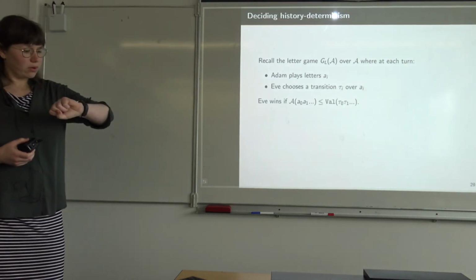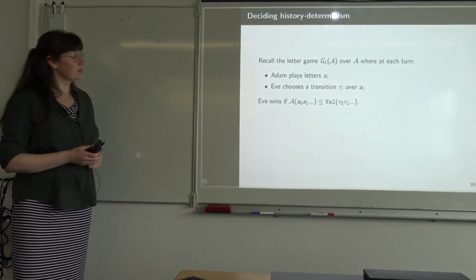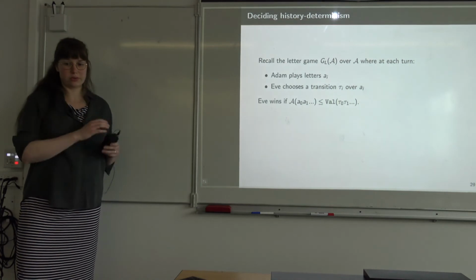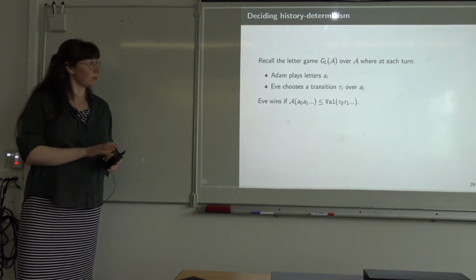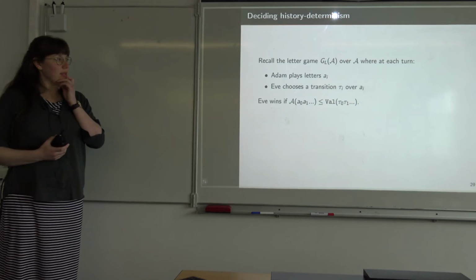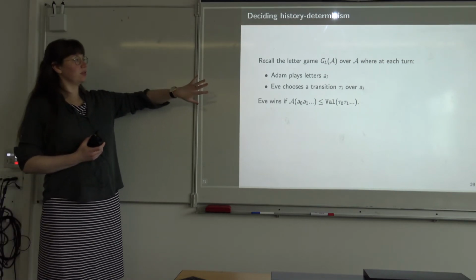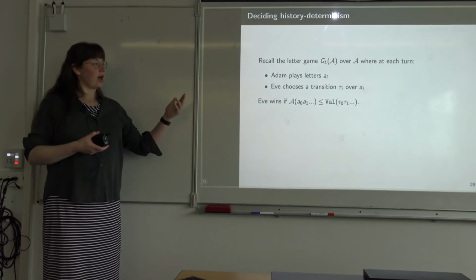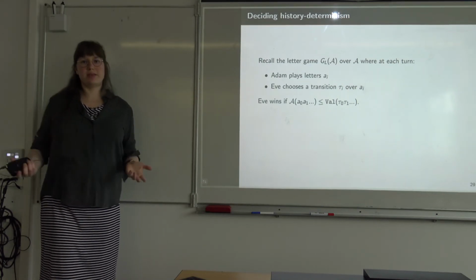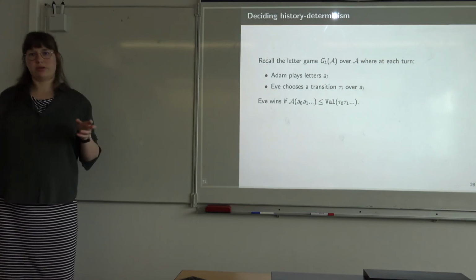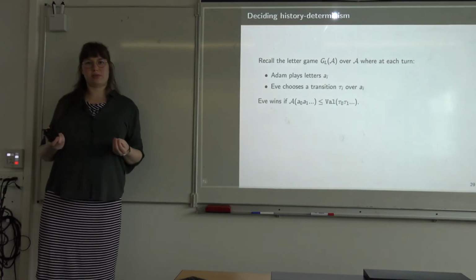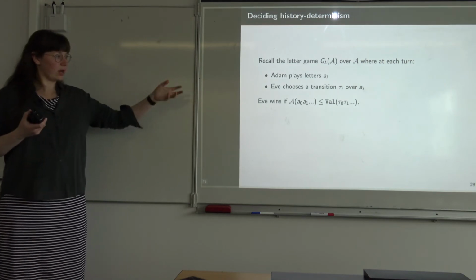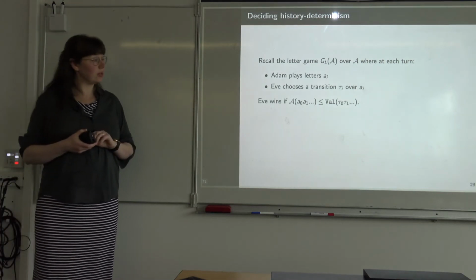So I'll just give, for the last couple of minutes, a slight little bit of insight into what kind of techniques we use to decide history determinism. So the difficulty of doing this, recall, is that we're trying to solve this game where Adam plays letters, Eve responds with transitions, and the winning condition compares Eve's run to the value of the automaton. But the value of the automaton, we don't have access to it. So it's not clear how to solve these games with this strange winning condition.